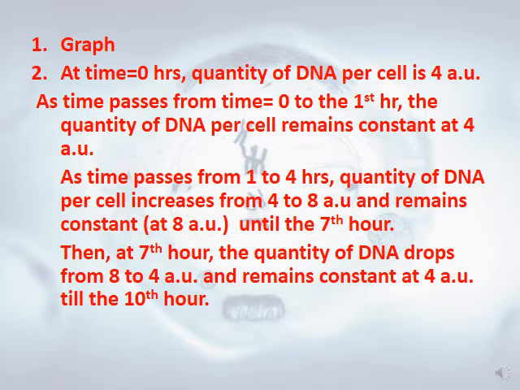This is the analysis. At time equals 0 hours, the quantity of DNA per cell is 4 AU. So as time passes from 0 to the 1st hour, the quantity of DNA per cell remains constant at 4 AU. Then, as time passes from 1 to 4 hours, the quantity of DNA per cell increases from 4 to 8 AU and remains constant at 8 AU until the 7th hour, then at the 7th hour, the quantity of DNA drops from 8 to 4 and remains constant at 4 till the 10th.